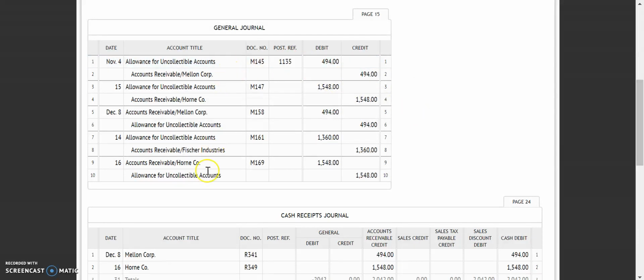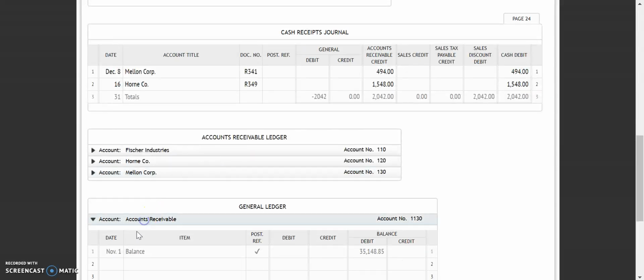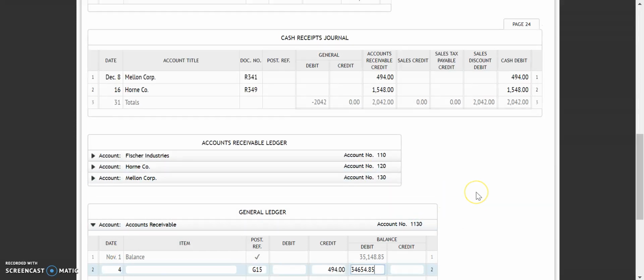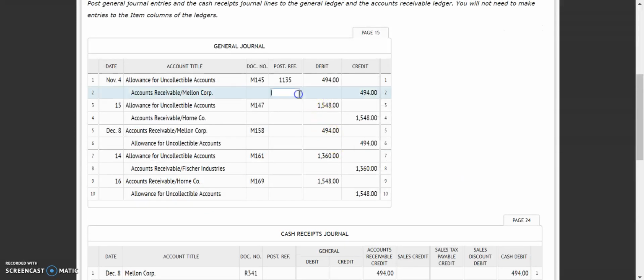Then we go to accounts receivable. On accounts receivable, we put the 4th, G15. This is a credit for $494. So again, in this situation, we are subtracting. We take $35,148.85 and subtract out $494. And our updated balance is $34,654.85. And we take our account number, which is 1130. We come up here. This is the one where you need to put the slash.